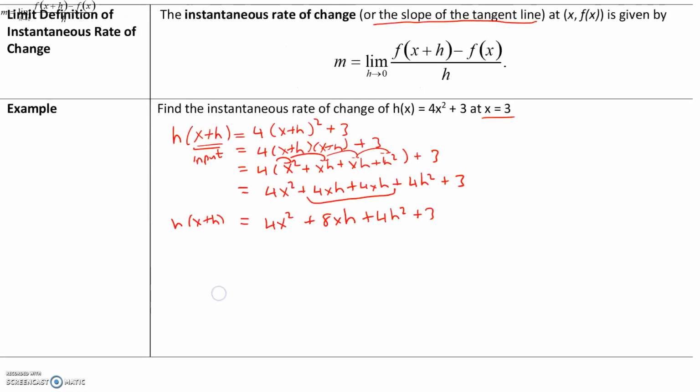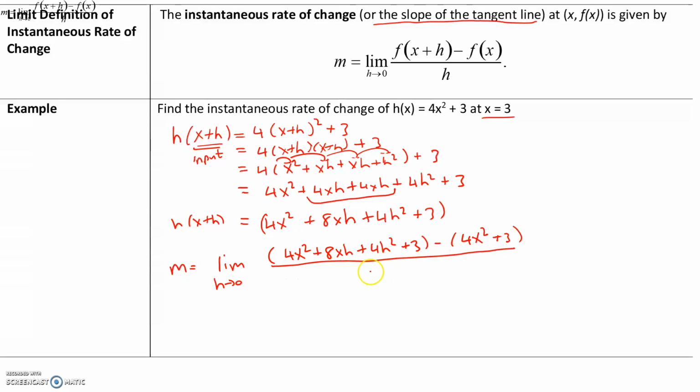Now, the instantaneous rate of change is given by this definition. The instantaneous rate of change, which is the slope, which is why we have m, of the tangent line is equal to the limit as h approaches 0, that's never going to change, of f(x + h), which in this case is this whole quantity, 4x to the second power plus 8xh plus 4h squared plus 3, minus f(x), which is 4x squared plus 3, all divided by h.